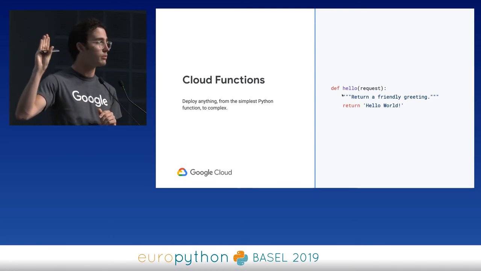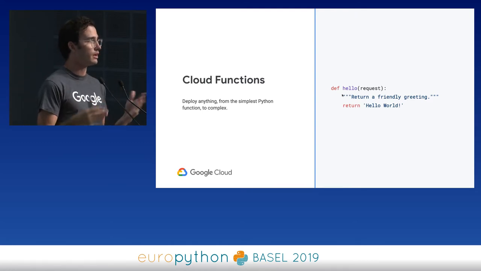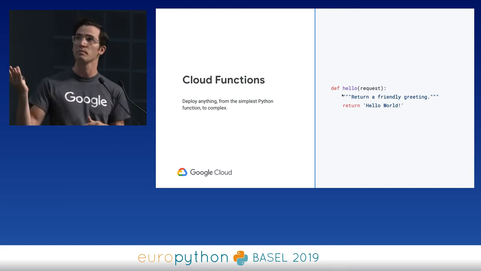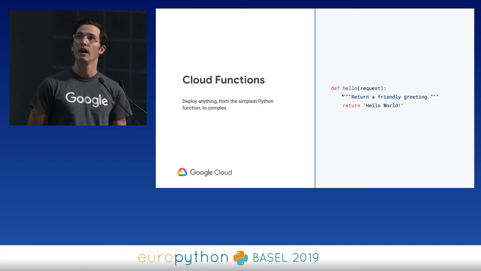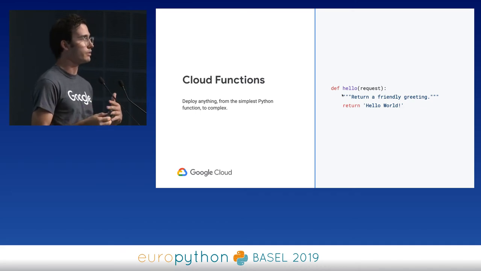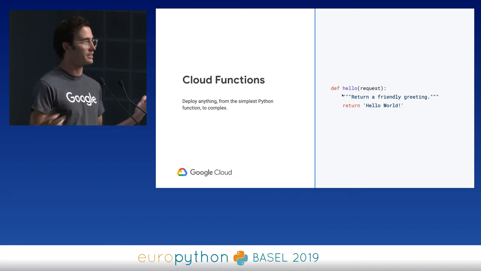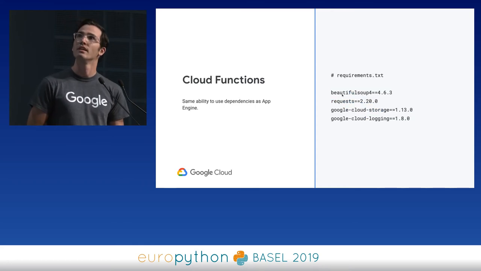Like this, if deployed to Cloud Functions, will give you an endpoint that you can hit, and it will respond with this value. That's it. There's nothing else you have to do. Which is pretty awesome. And it's pretty powerful when you want to do more than this as well. You can just continue writing your function.